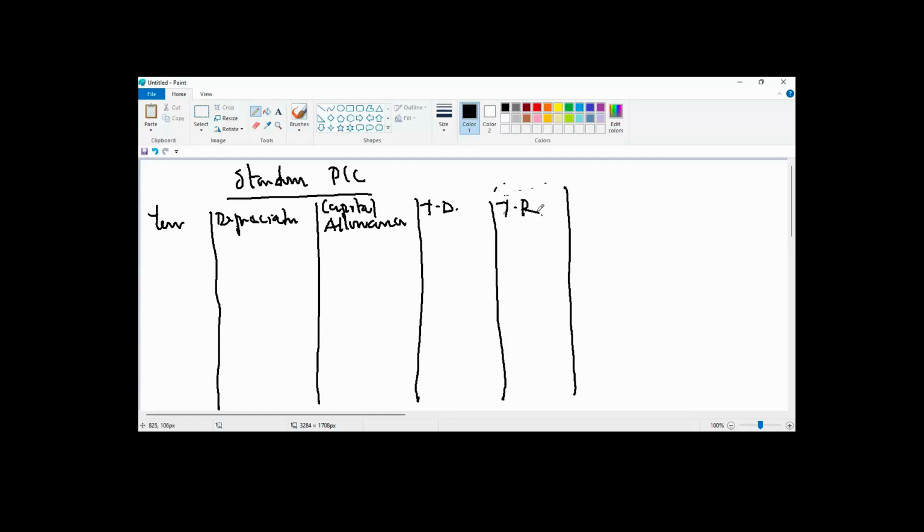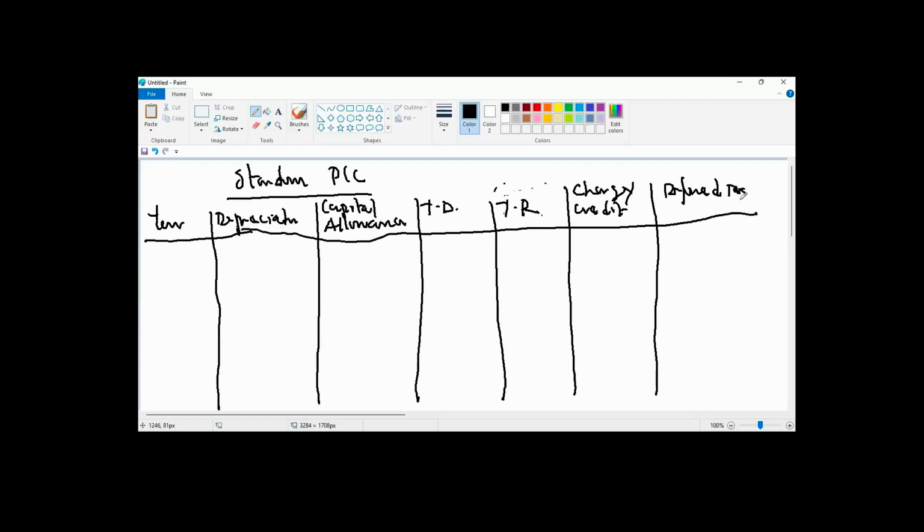TR, tax rate. Then I will calculate whether it is a charge slash credit. Then deferred tax, which can be either liability or asset. Don't forget, deferred tax has a credit balance in the statement of financial position. We are still even coming to that. So immediately I've done this, I will now fill in the gap for the next 6 years.